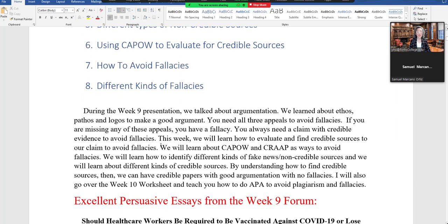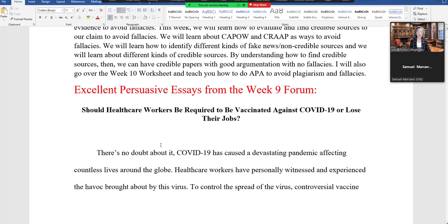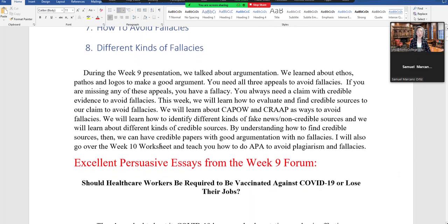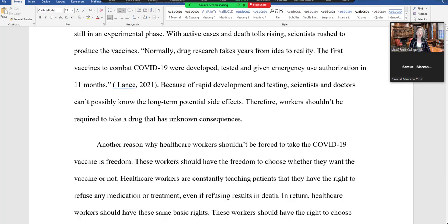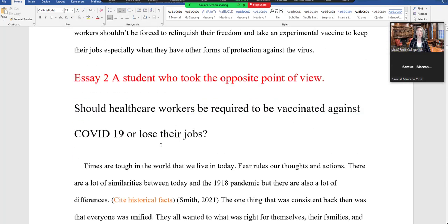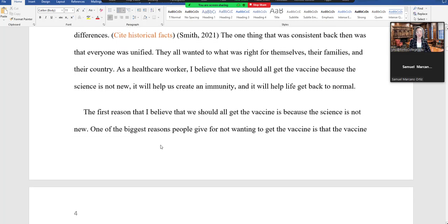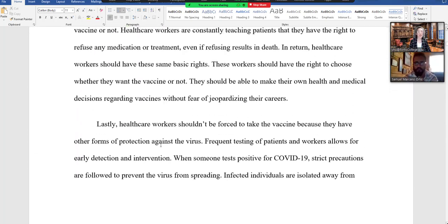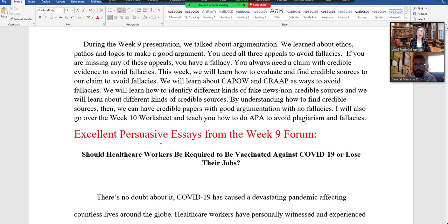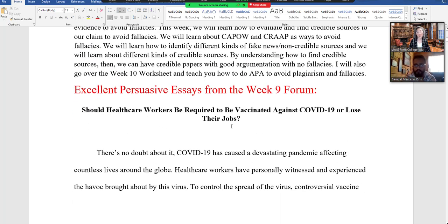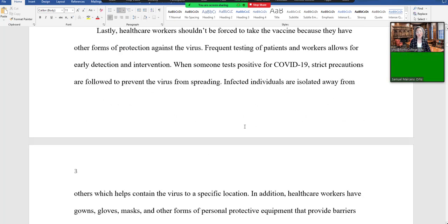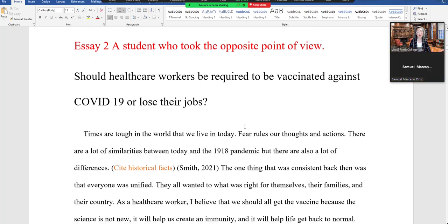So during the week 9 presentation, we talked about argumentation. And so during week 9, you were supposed to talk about your persuasive essay. So here are some persuasive essays from the past. And let's see, I wrote here, should healthcare workers be required to be vaccinated against COVID-19 or lose their jobs? So this was somebody's really good paper.